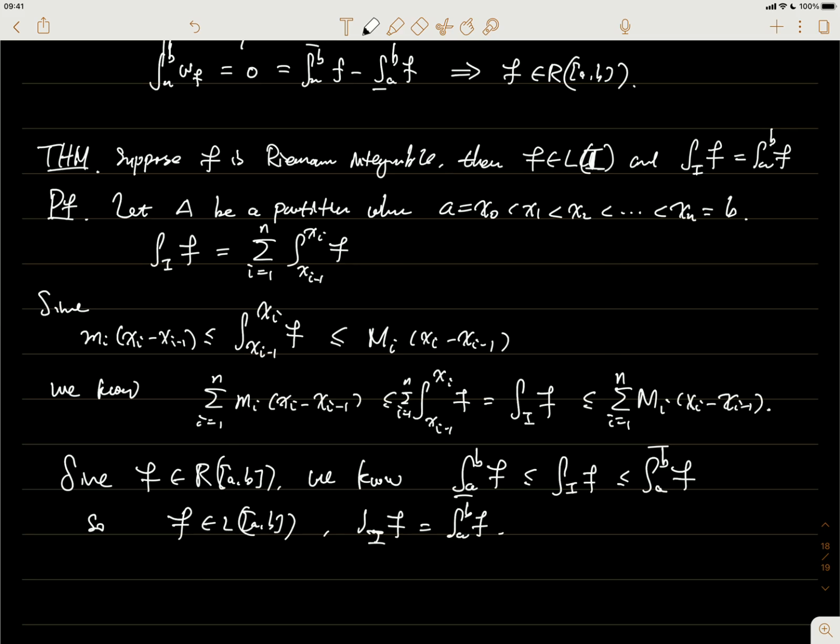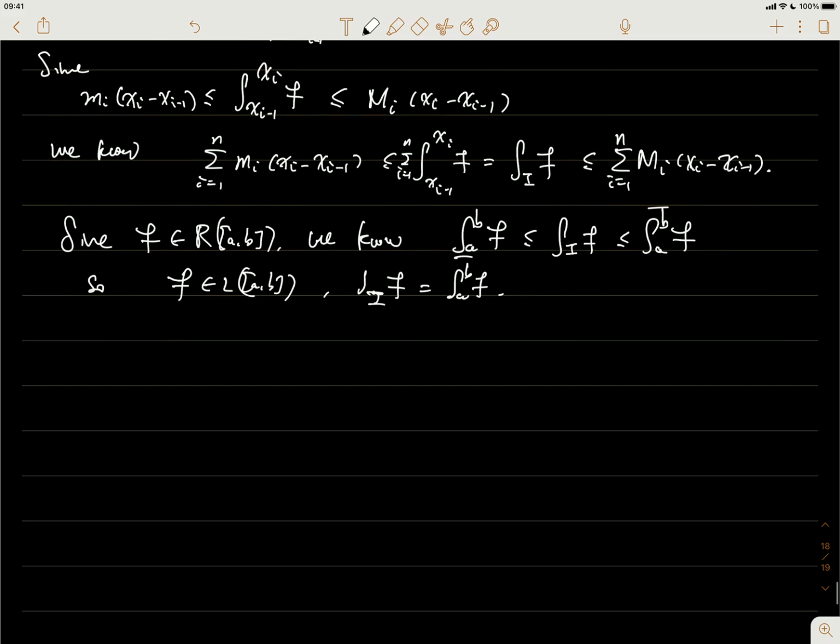That's a major part of the Lebesgue theory that we learn in this class. So I think that's it for the connections between these two types of integrals.